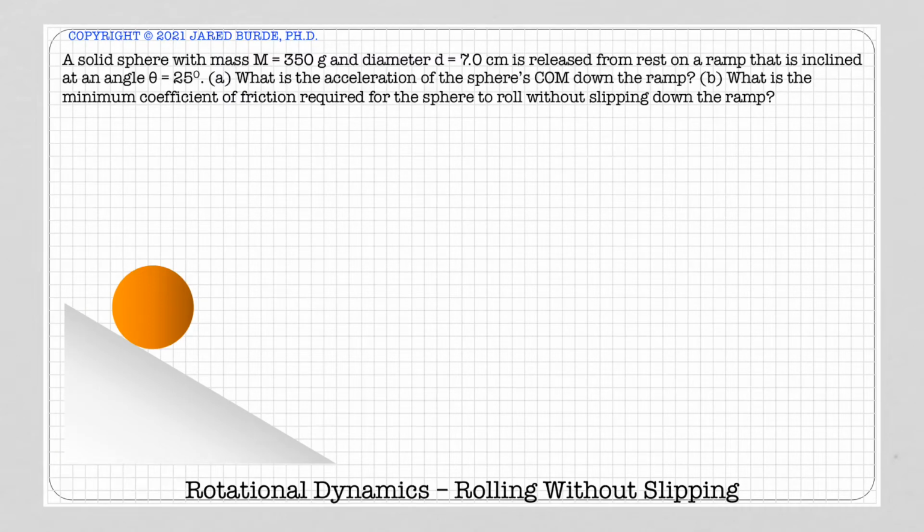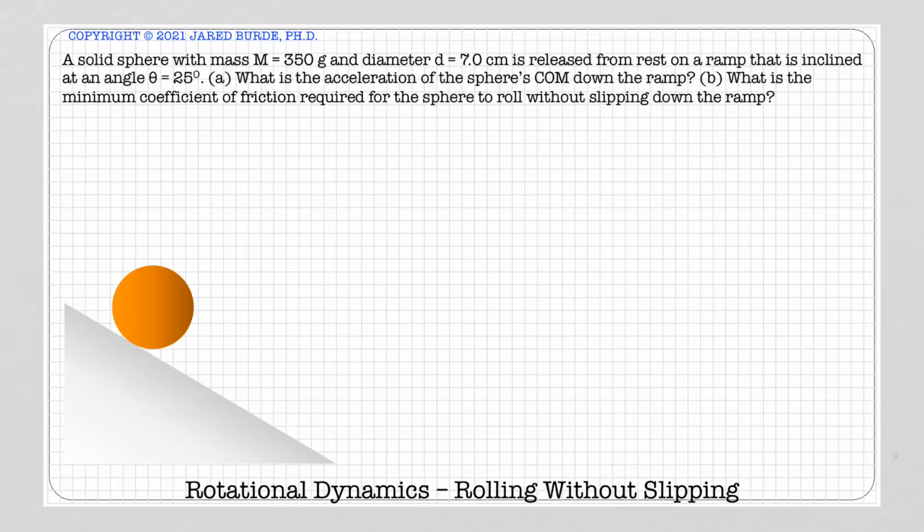Here we have an example problem where a solid sphere is released from rest on a ramp that is inclined at an angle of 25 degrees. We want to find the acceleration of the sphere's center of mass as it rolls down the ramp, and we want to find the coefficient of friction required for the sphere to roll without slipping.